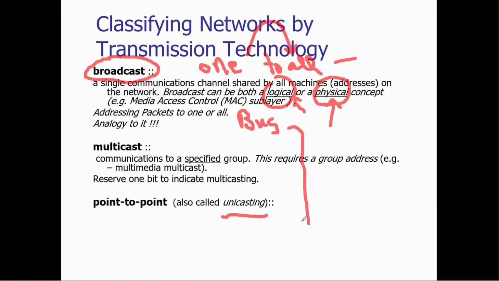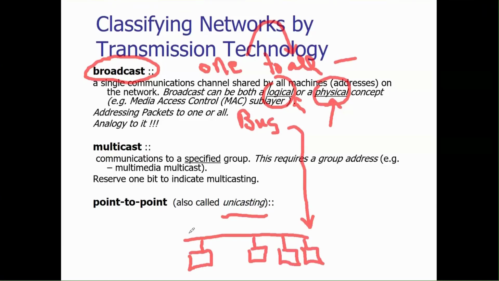So typically a broadcast is something like this. I have something called a bus. It's like a big cable. Think about it as a big cable. I have computers connected to it. These are all computers. These computers are connected to it. Suppose this guy, A, wants to send to B.